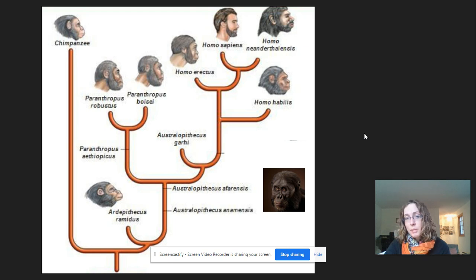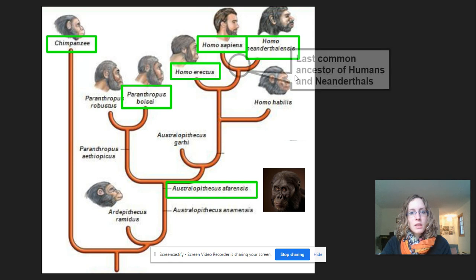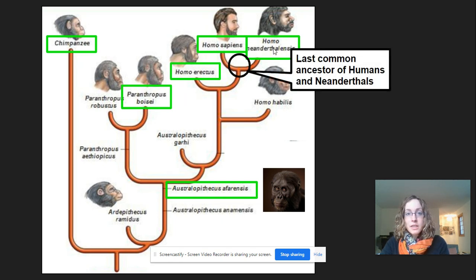So when we looked at the hominid skulls, you answered some questions about the relationships between those species, and a lot of you realized that the Homo neanderthalensis is probably most closely related to the humans, and of all the species that scientists have discovered of hominids, Neanderthals are definitely the most closely related to humans.